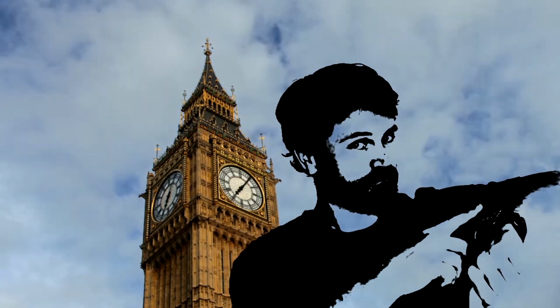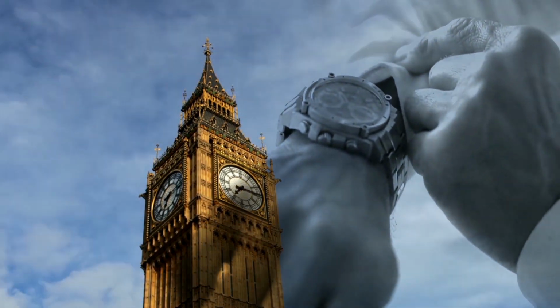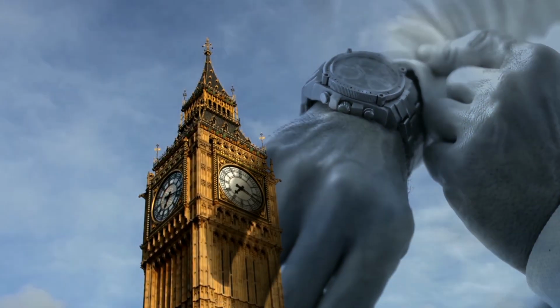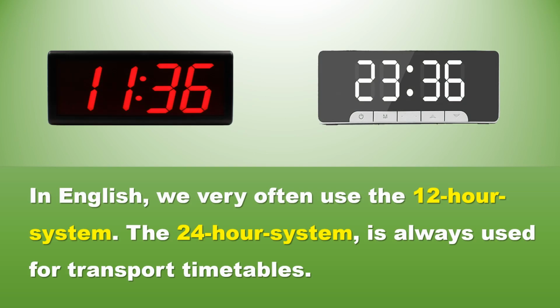Telling the time in English is easy peasy. Once you know how it works, you can confidently announce the time at any part of the day or night. In this lesson, you will learn how to tell the time very quickly. The first thing you need to know about telling the time is that we very often use the 12-hour system. The 24-hour system is always used for transport timetables.